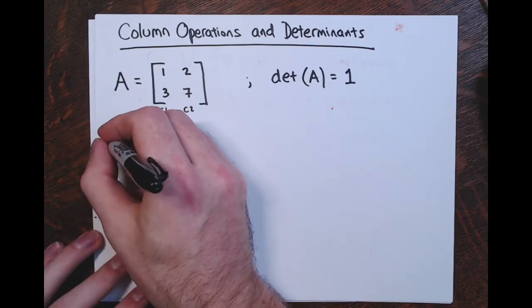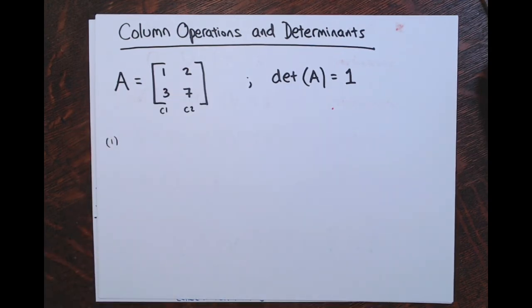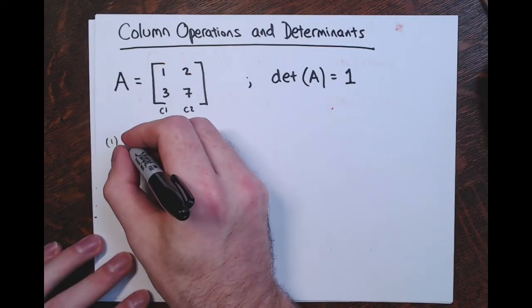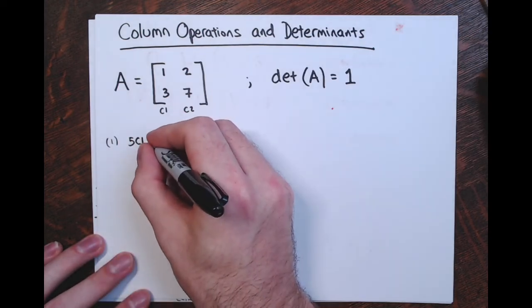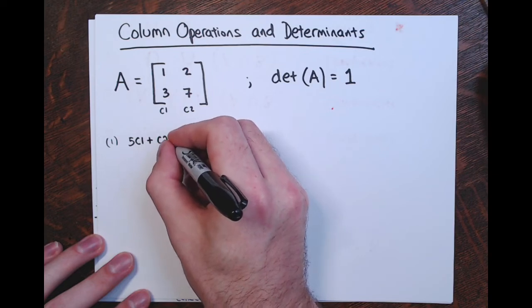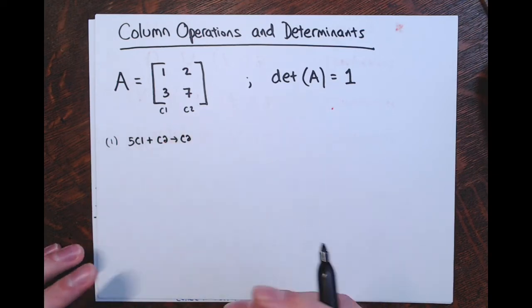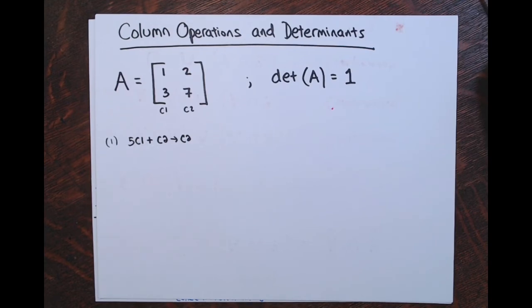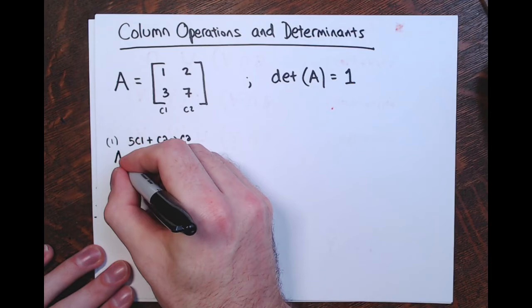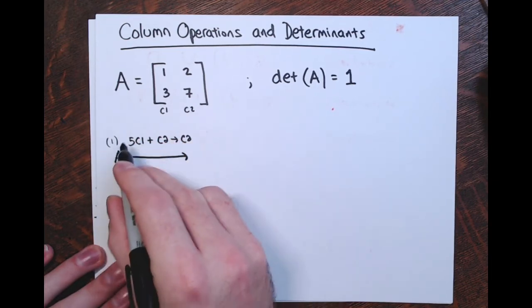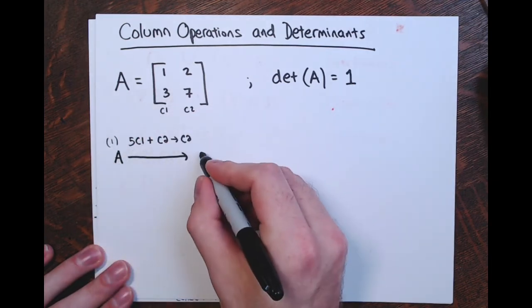All right, so the first of those they mentioned was, if you take a multiple of one column and add it to another column to create a new column, the determinant won't change. Let's see that. Let's say I took 5 times the first column, column 1, and added it to column 2 and created a new column 2. So again, it works exactly the same way as your row operations. Now this will create a new matrix. So I'm starting with matrix A here, and I'm performing this operation to create a new matrix called B.